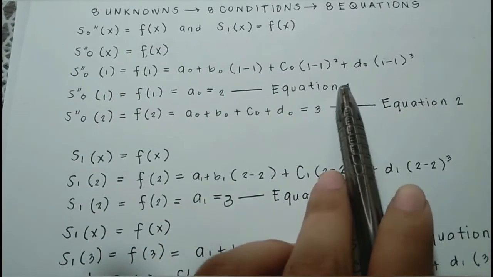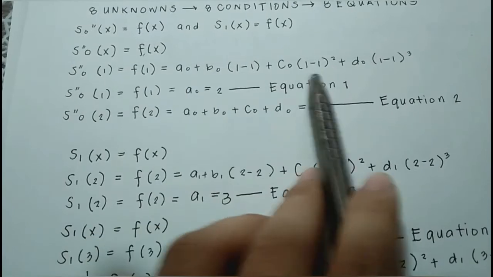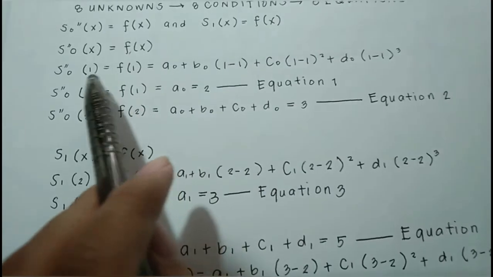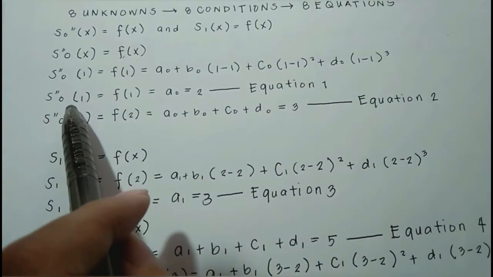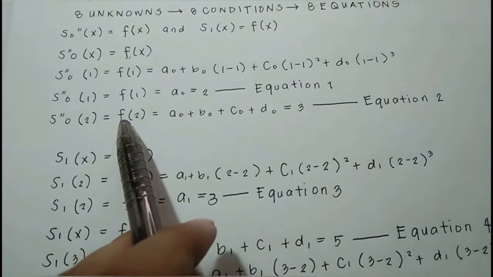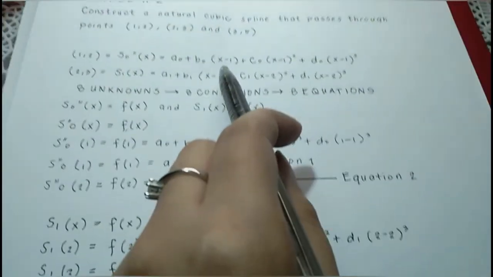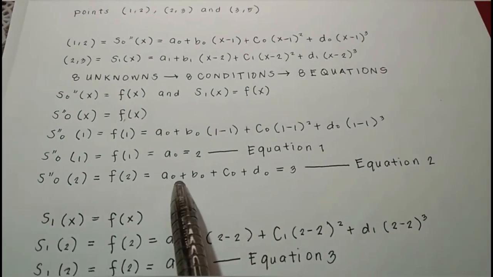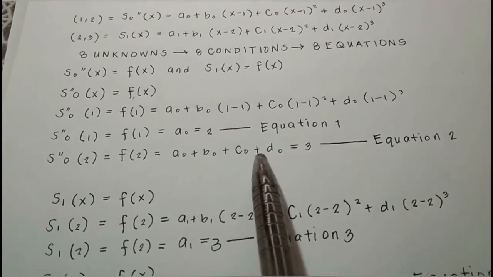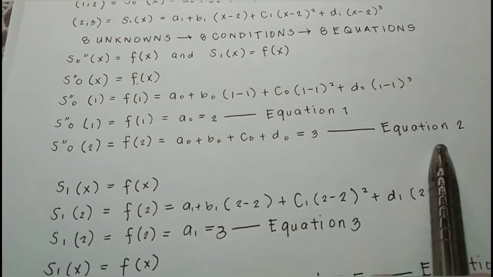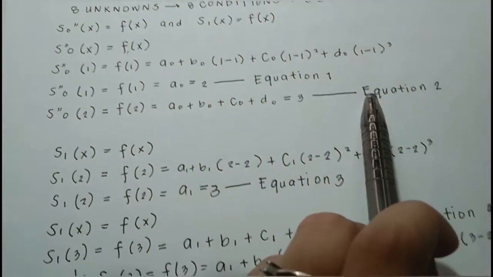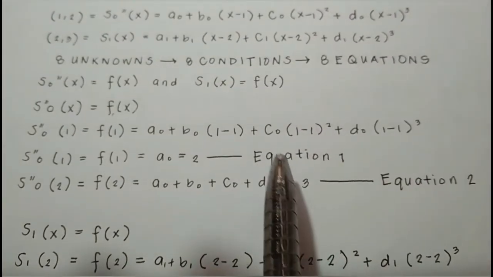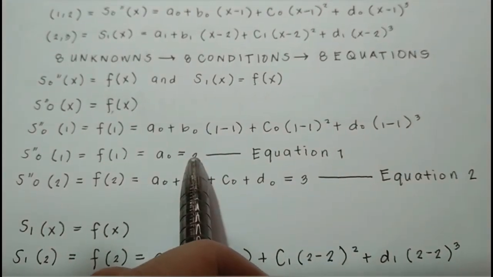And then after x is equal to 1, we also get x is equal to 2 because its interval is 1 to 2. So let's substitute 2 into this equation. Then we can get this. So a node plus b node plus c node plus d node is equal to 3. So it is our equation 2. So when we substitute the 1, we get 2. And then when we substitute 2, we get 3.